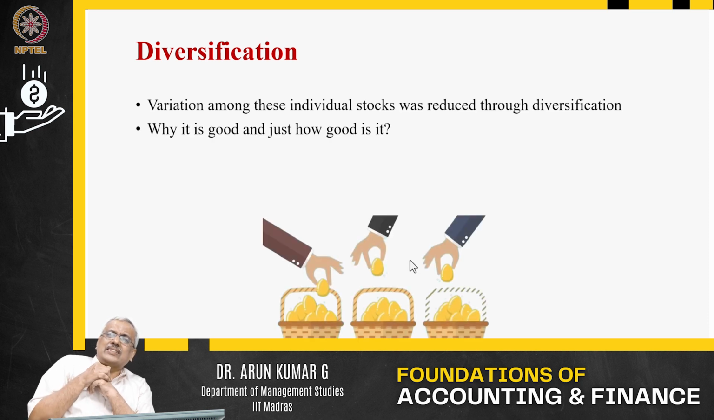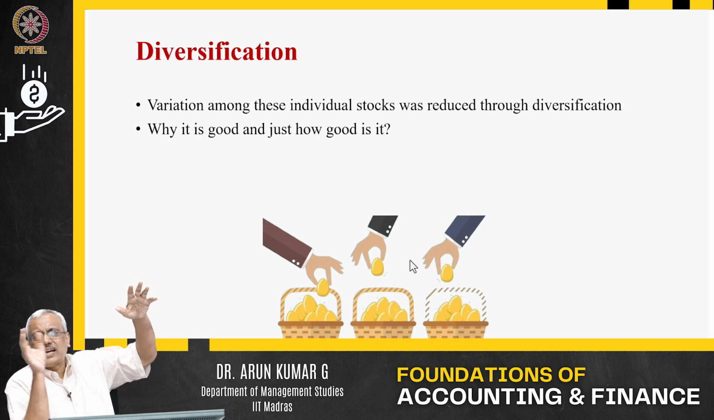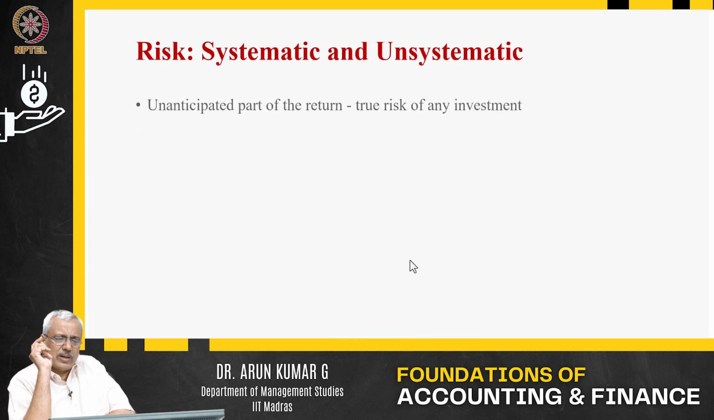What is diversification? Variation among the individual stocks is reduced through diversification. That is, one varies this way, the other varies the other way. So what happens? The overall variation of the portfolio is reduced. Then how is it good out here? Let us look at it.